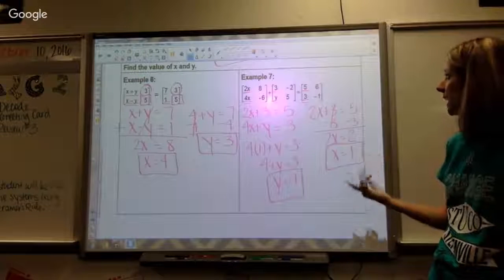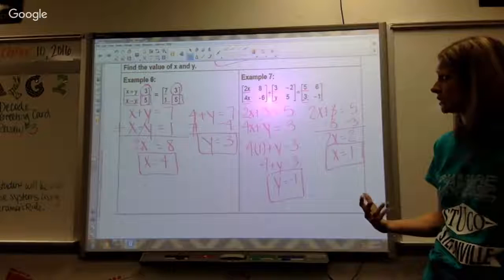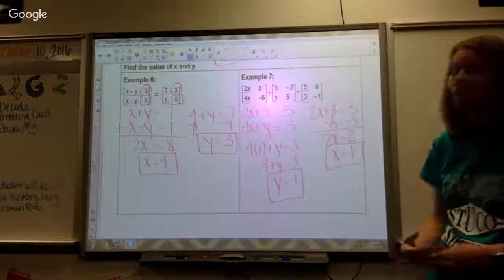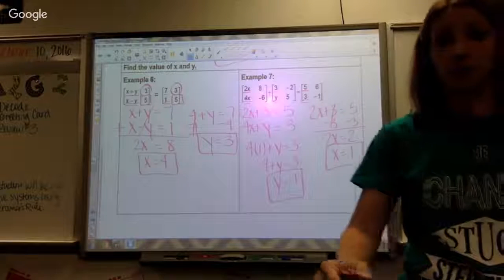Okay, so today we were just adding and subtracting matrices. Also, we were given two matrices that were equal, and we were finding x and y. And then tomorrow we'll actually start multiplying the matrices together.